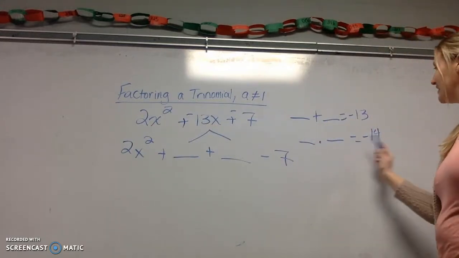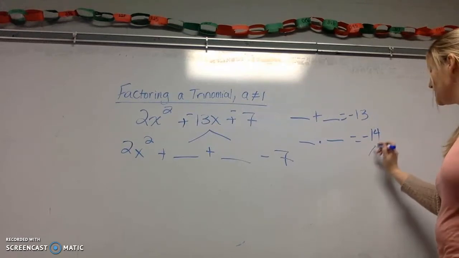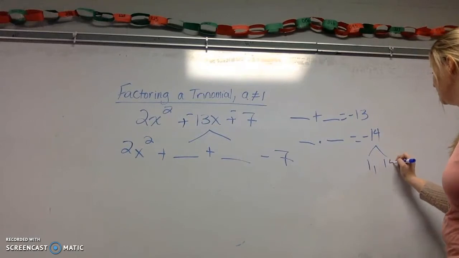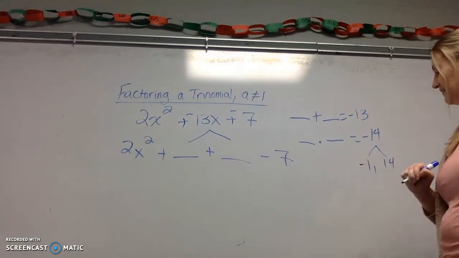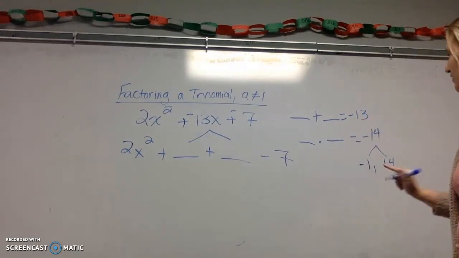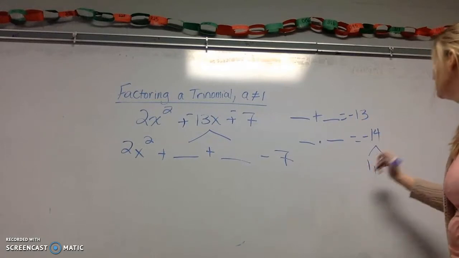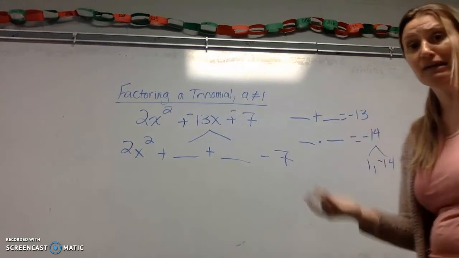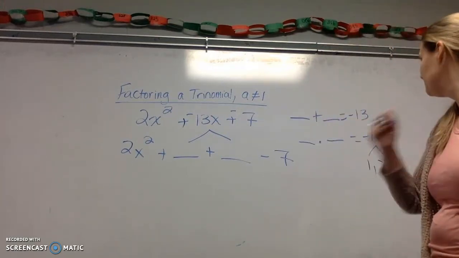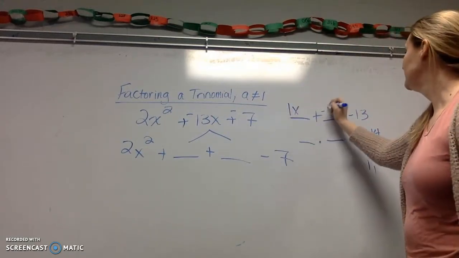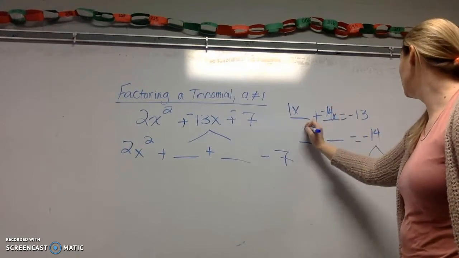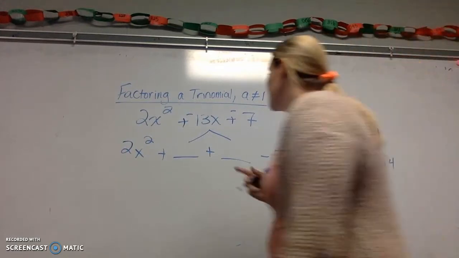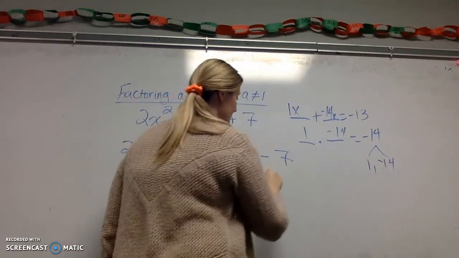Remember, to multiply to get a negative, one of my numbers is positive and one of them is negative. So if I look at the factors, 1 and 14. If I make the 1 negative, that does not equal negative 13. If I make the 14 negative, that will give me negative 13. So I'm done. I've already found it. So 1x, negative 14x. 1 and negative 14. You don't have to fill that in. I just like to.